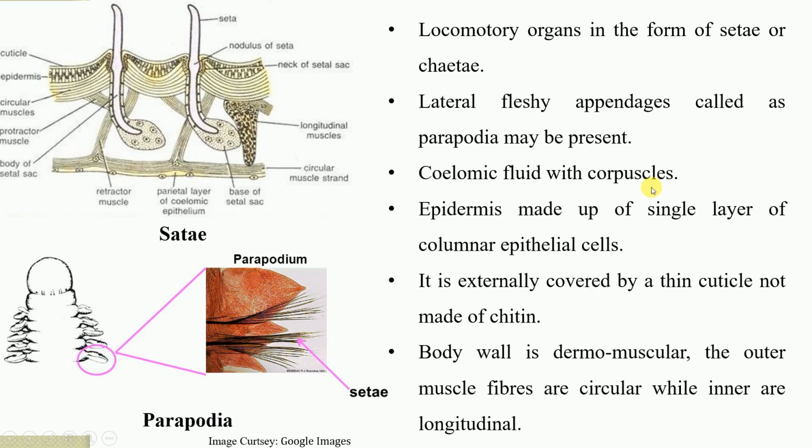Okay, so some cells are always found in the coelomic fluid. Then if you see, the epidermis is made up of a single layer of columnar epithelial cells. Here the epithelium has developed, and you can see the skin is provided with only a single layer of columnar epithelial cells.